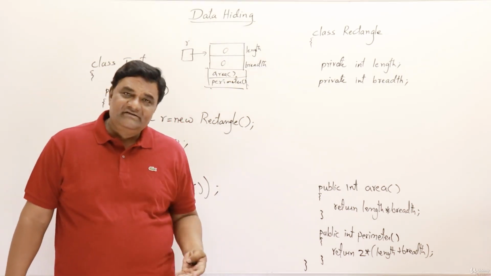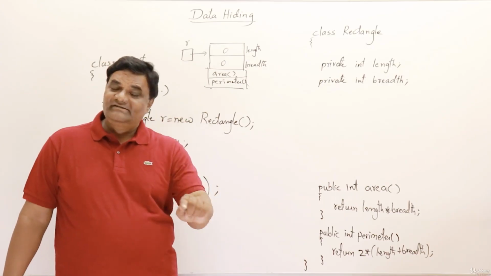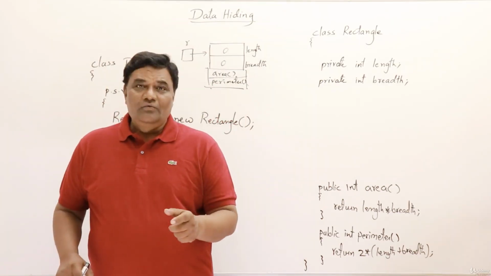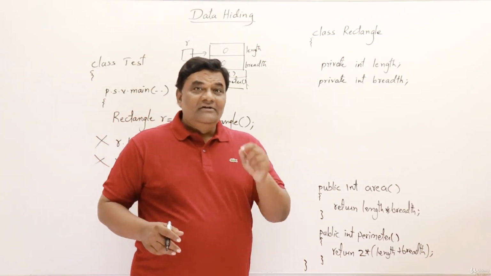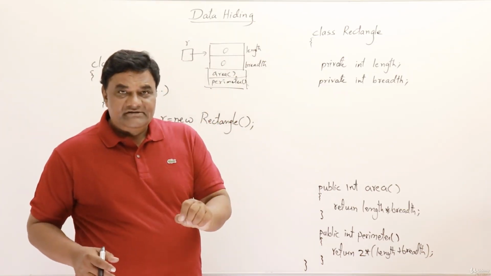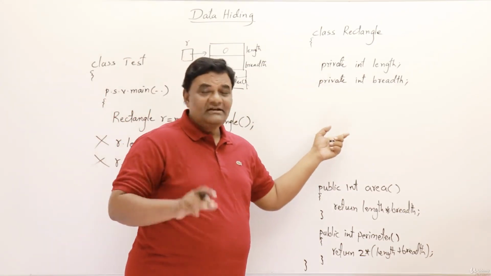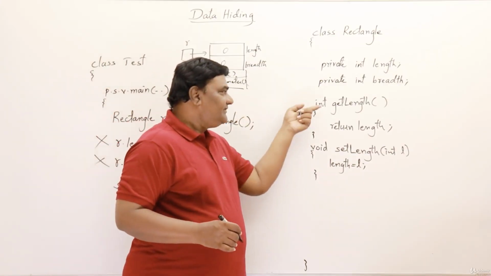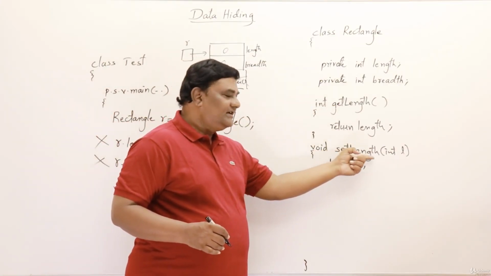Now if data is hidden, how can we access it then? For accessing the data, we should provide some methods. What do we do with the data? We just read the data and write the data. So that's what we will write, property methods. So what are property methods? I'll show you. First I will write down the methods for length, then I'll discuss. Here I have written two methods. The first method is getLength and the second method is setLength.